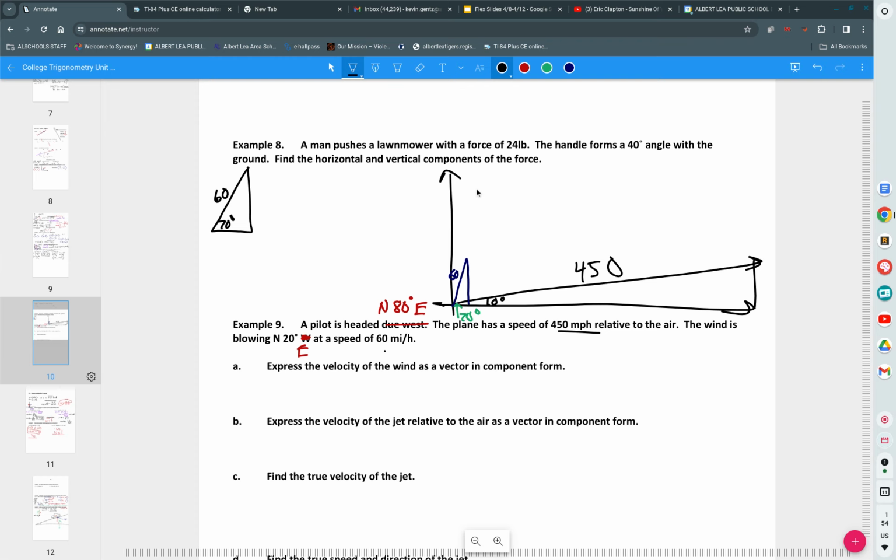I want to know the horizontal and vertical components of the vector. We've done it twice before. How do I figure out the horizontal component of this vector? Yeah, cosine. I got 60 times the cosine of 70, and I've got 60 times the sine of 70. And that's going to give me the component form of the vector. Can somebody please do 60 cosine of 70?